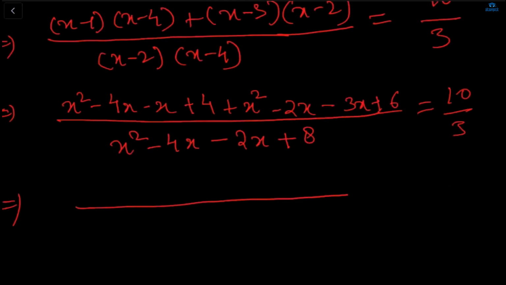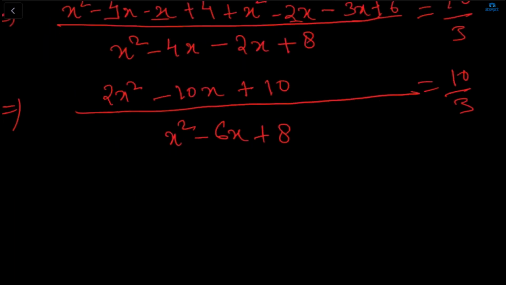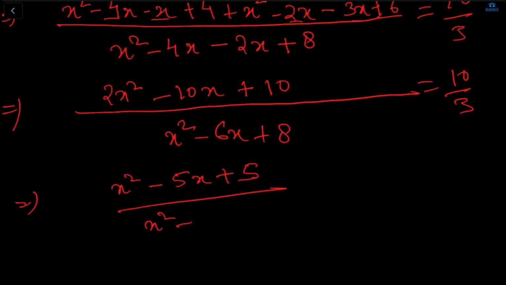Now if we solve this, it will be x squared minus 6x plus 8. And in the above, if you see here, it will be 2x squared, and here is 4x, so all are minus 5x, and 5, 10. Minus 10x plus 10 is equal to 10 upon 3. Now in the above we can take 2 common, so it will be x squared minus 5x plus 5 upon x squared minus 6x plus 8, and cancelling this, it will be 5 by 3.